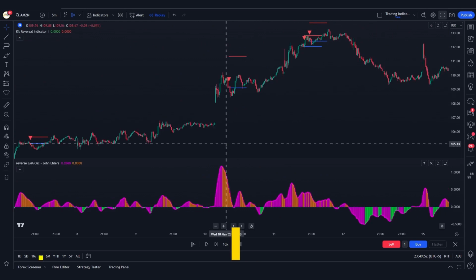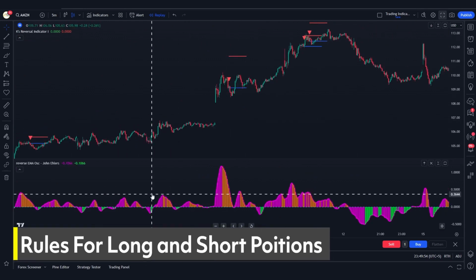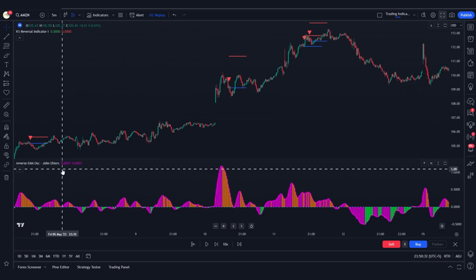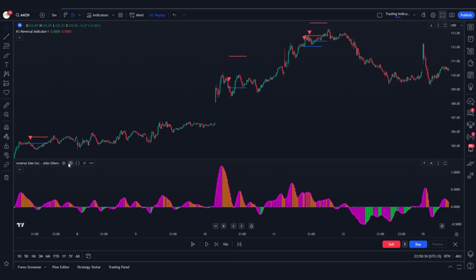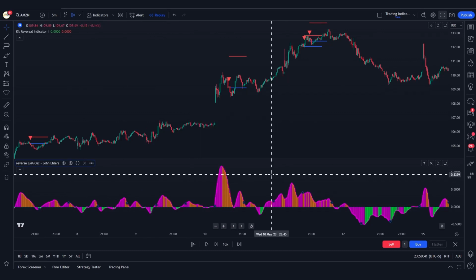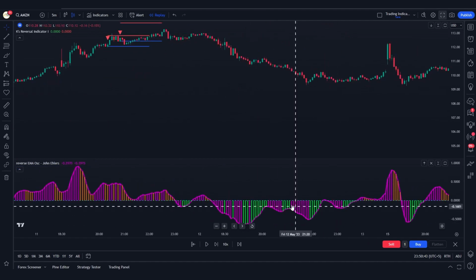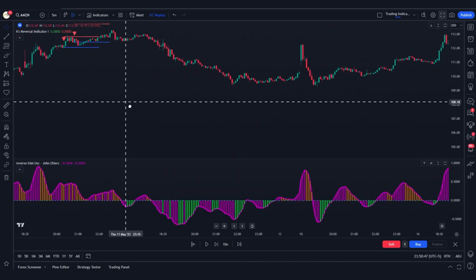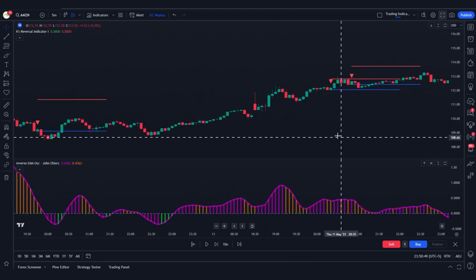So let's talk about the trading rules for taking long and short positions using these indicators. Before that, in this indicator's settings, we're going to change the alpha from 0.1 to 0.17 and hit OK, and we can see that the oscillator has changed a little bit. Now let's talk about the trading rules for taking long and short positions.